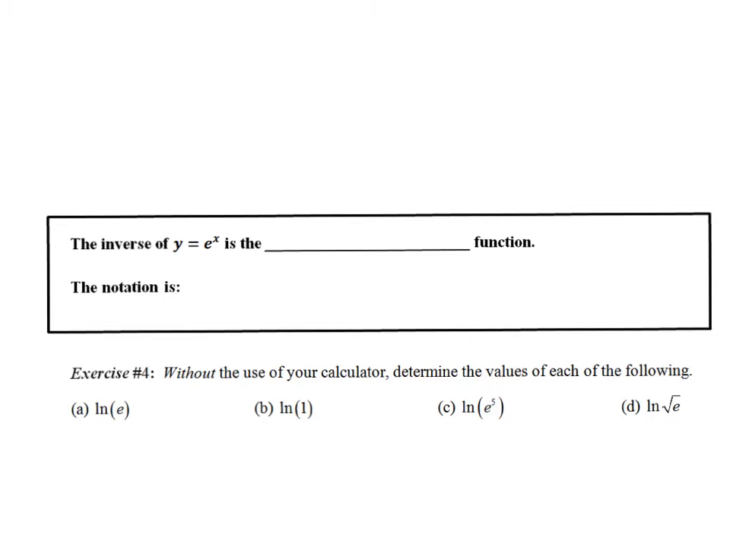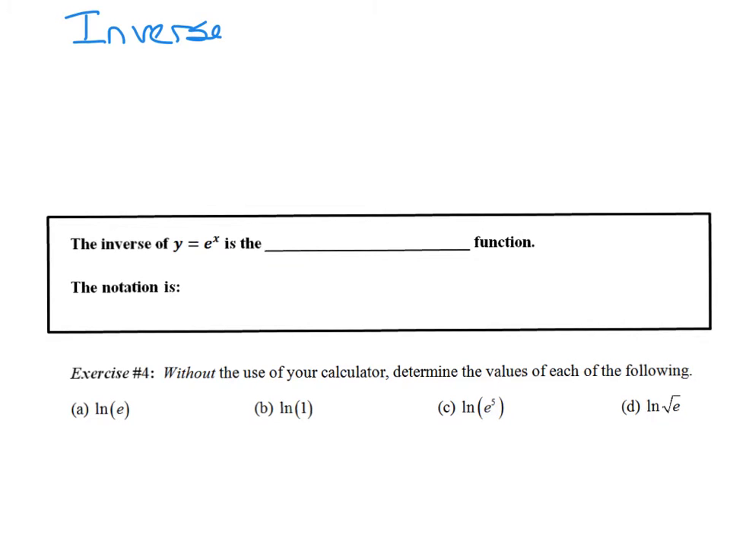Continuing on to the back of our notes on page 12, if we go back and take a look at the graph from exercise number 1 for the function y equals e to the x, we clearly see that it's a function because it passes the vertical line test, but it's also a one-to-one function because it passes the horizontal line test. So any function that is one-to-one has an inverse. So let's take a look at what this inverse function is going to look like.